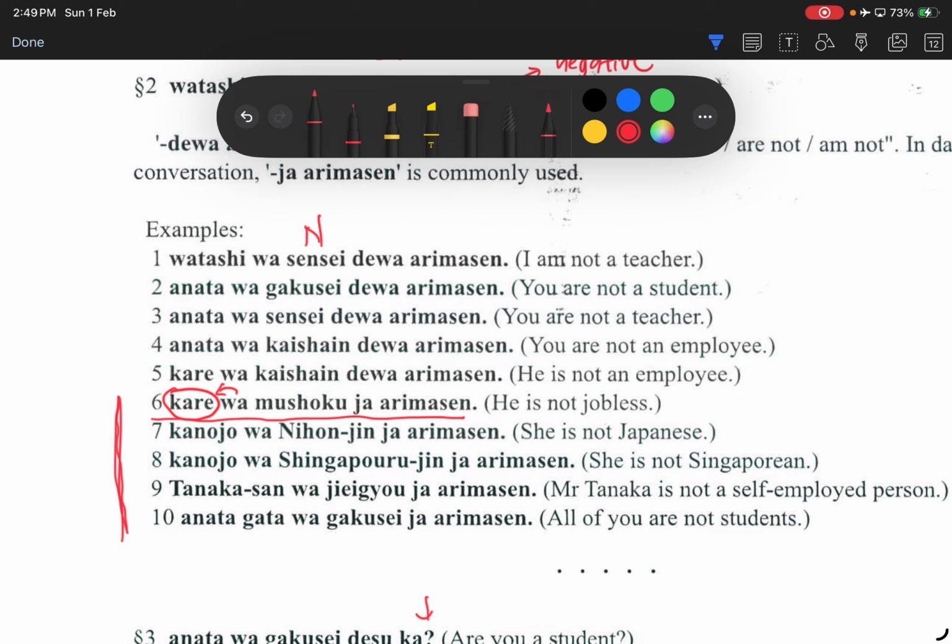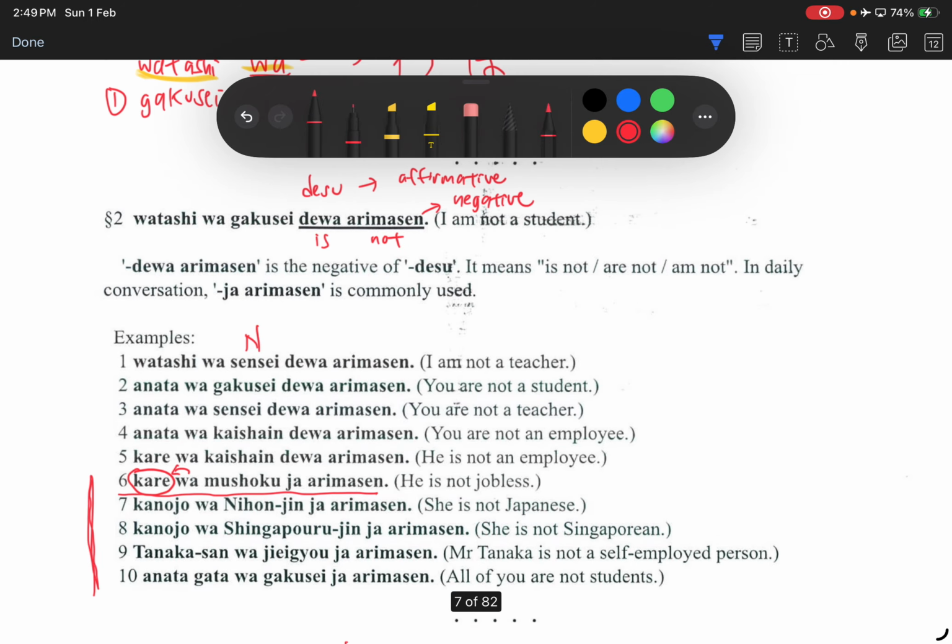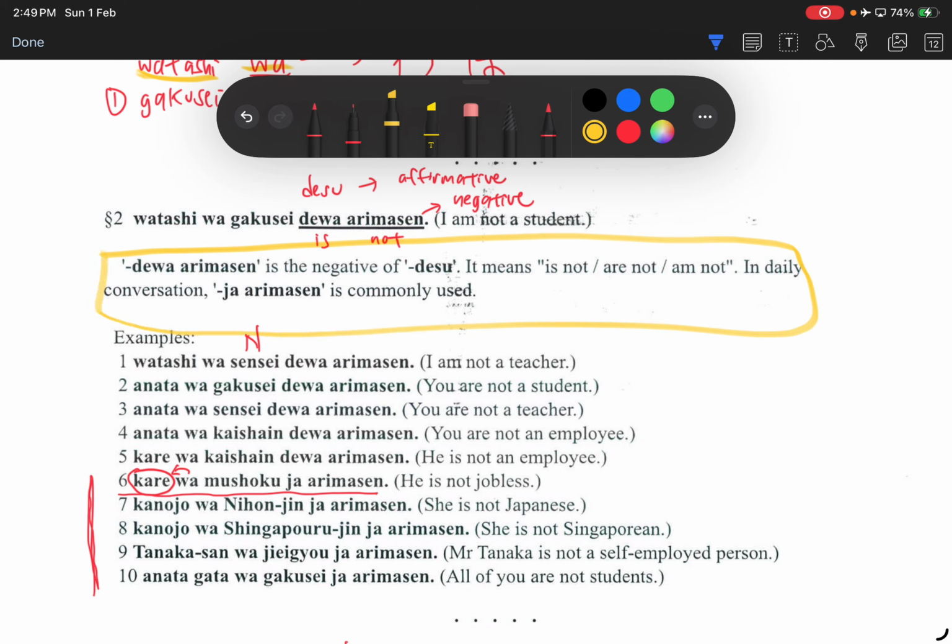But they don't say jobless desu. Jobless de wa arimasen. Right? Ja arimasen. It's the same as de wa arimasen. So basically it's not. Yeah, in case you're wondering, ja and de wa arimasen, you can look at the line above. Right? This box over here. It literally tells you that ja is the same as de wa arimasen. Both are the same level of politeness. So don't think one of them is more casual or less casual. Both are the same.